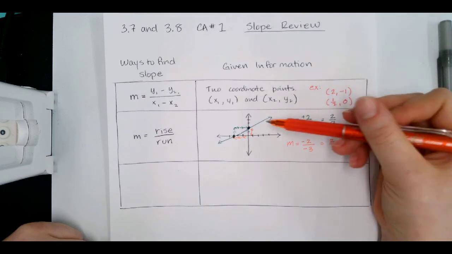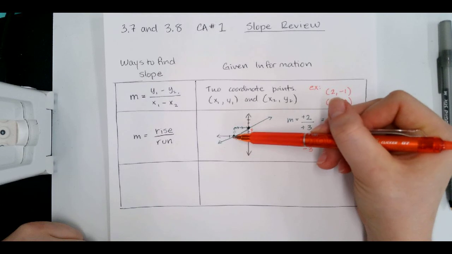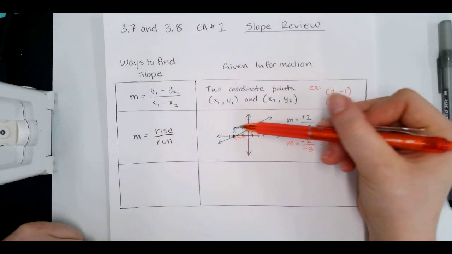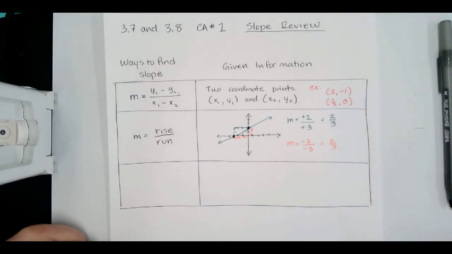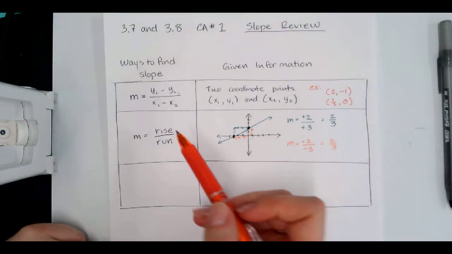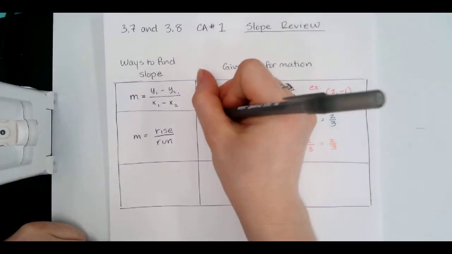So it does not matter if you start from this point and go down and back, or if you start from this point and go up and right. You will still end up with the same slope. Okay, so this was the second method for finding slope: rise over run, best used when you have a graph.